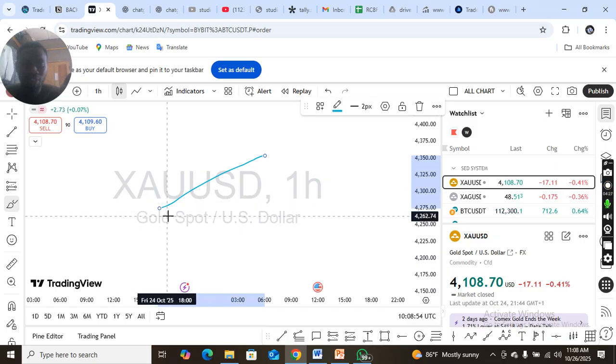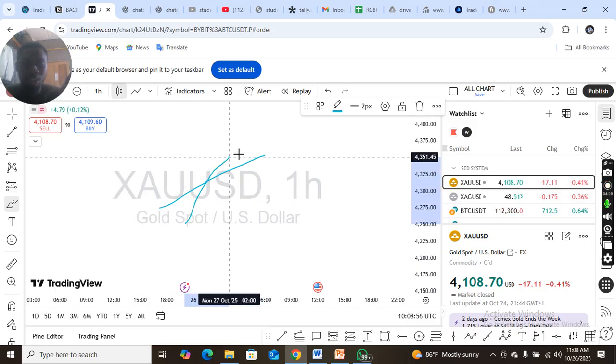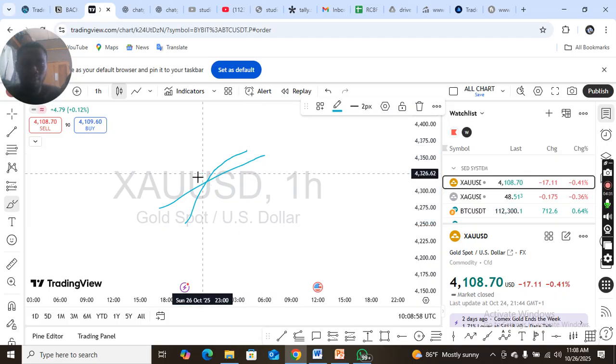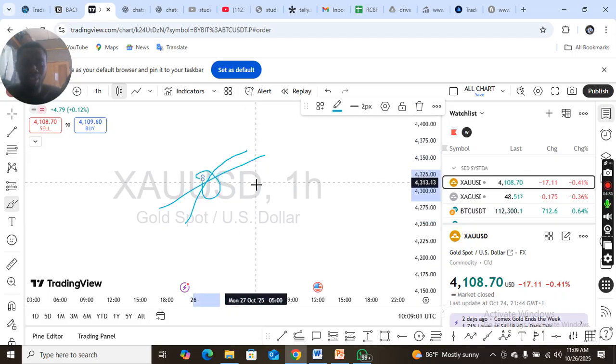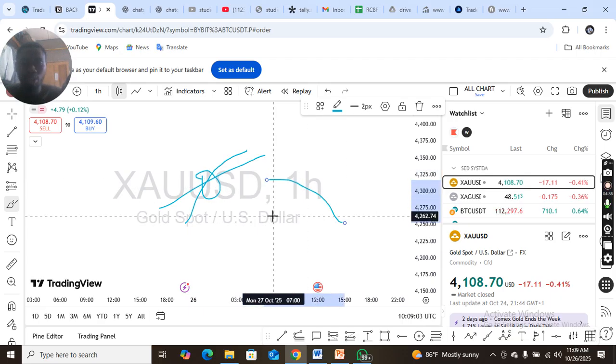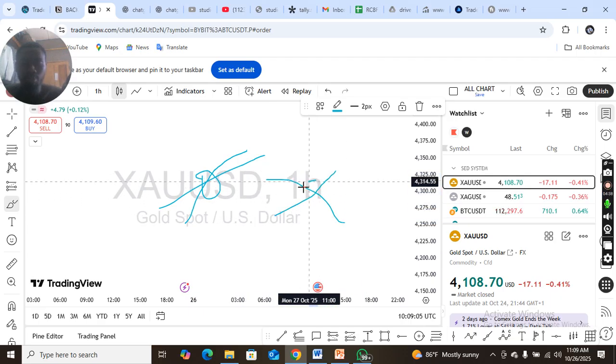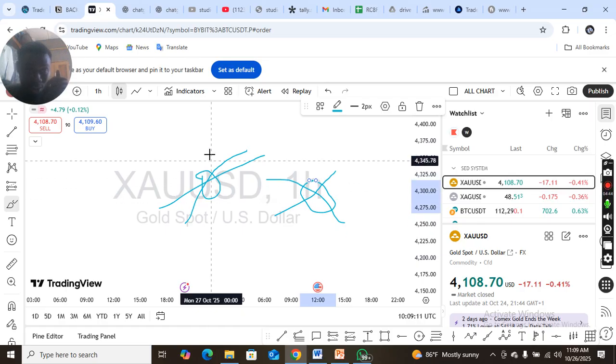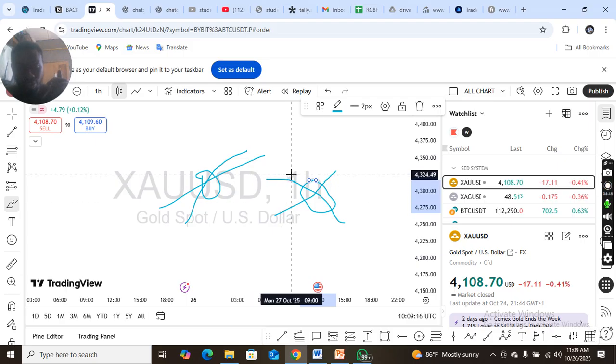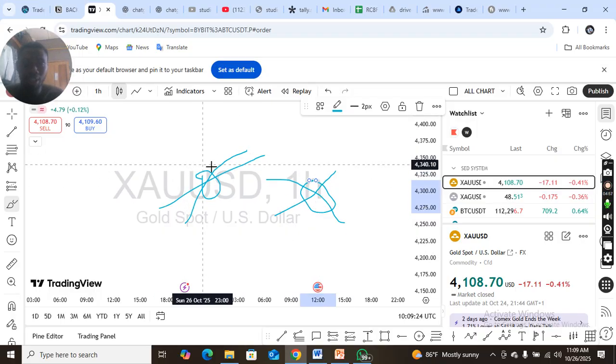So if the fast moving average crosses the slow moving average like this, that price is on an uptrend. If the moving averages cross like this, price is on a downtrend. If the fast moving average crosses above the slow moving average, it's an uptrend. If the fast moving average crosses below the slow moving average, it's a downtrend, according to his explanation. So we're looking for sell in this instance, and we're looking for buy in this instance.